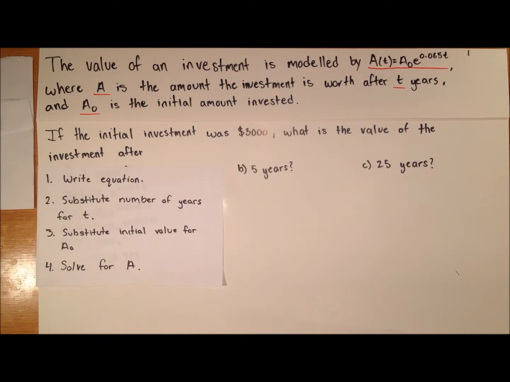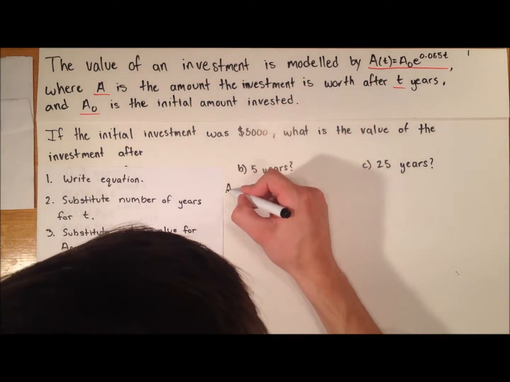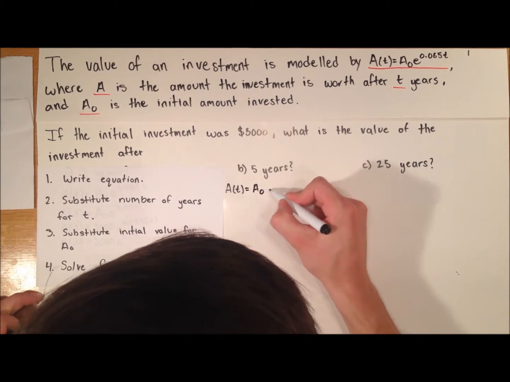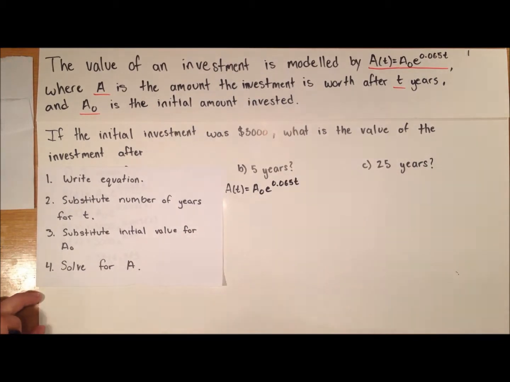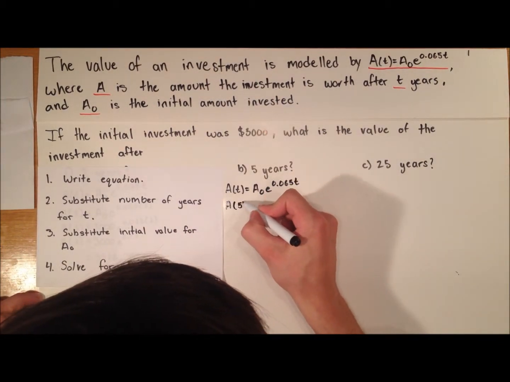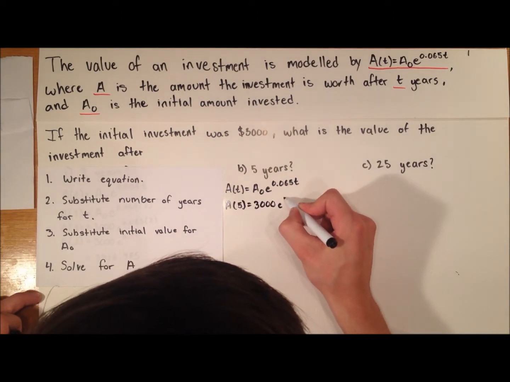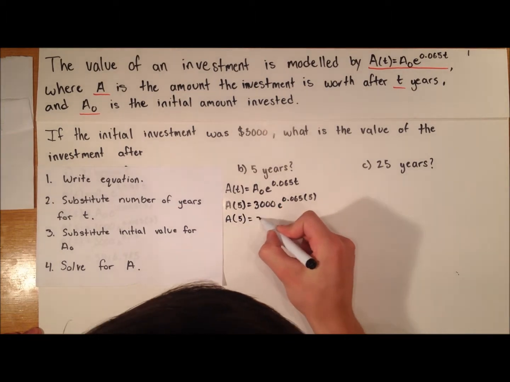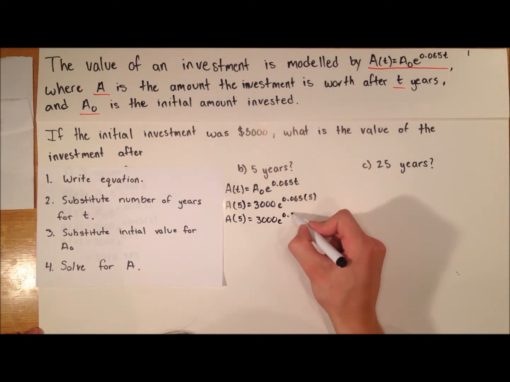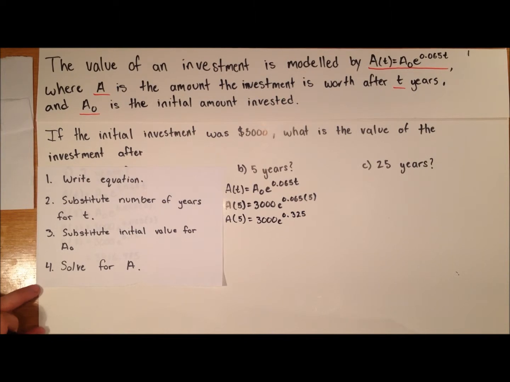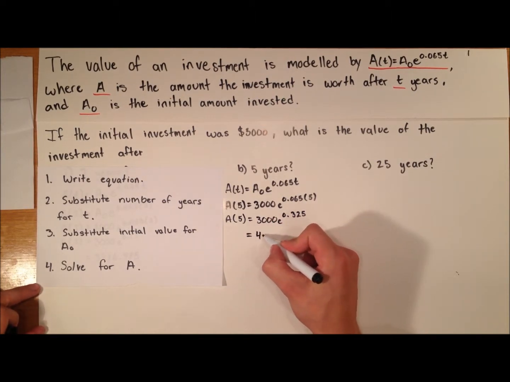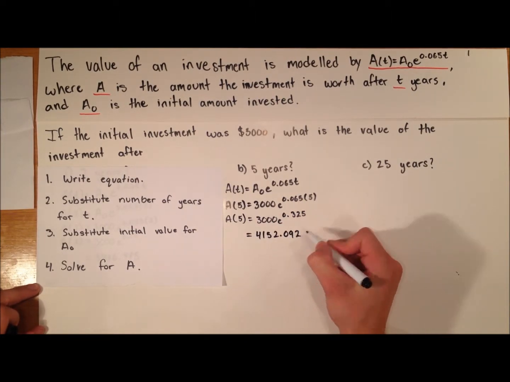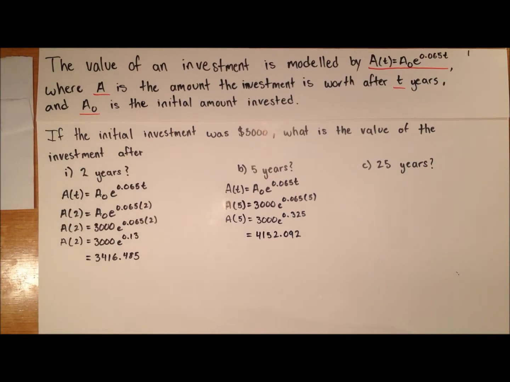For 5 years, we simply follow the same steps. We'll write the equation, substitute number of years for t, and then substitute the initial value for A naught. We've substituted 5 for t and 3,000 for A naught. After simplifying our exponent once again and plugging the numbers into our calculator, we get an answer of 4,152.092. This means that after 5 years, the value of the investment has increased to about $4,100.